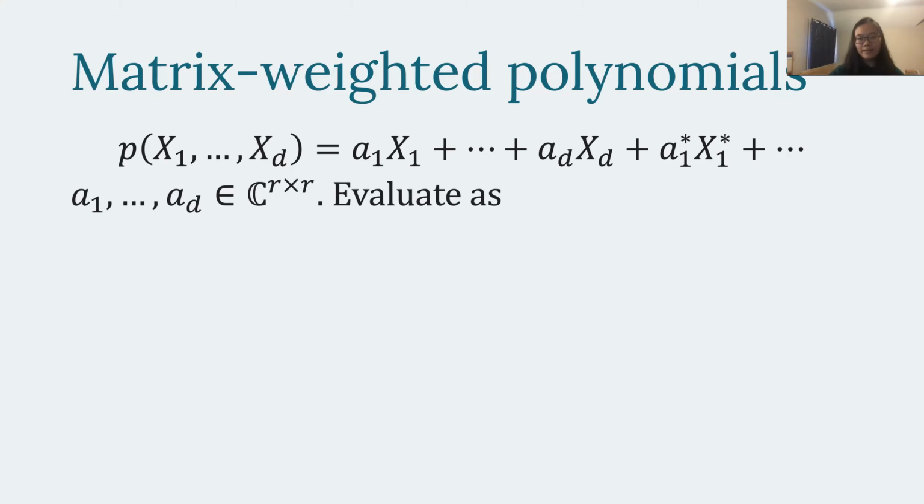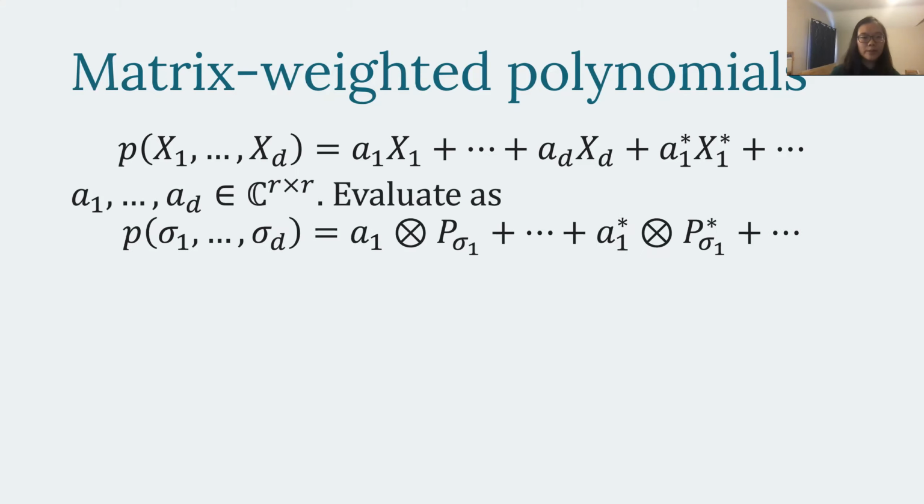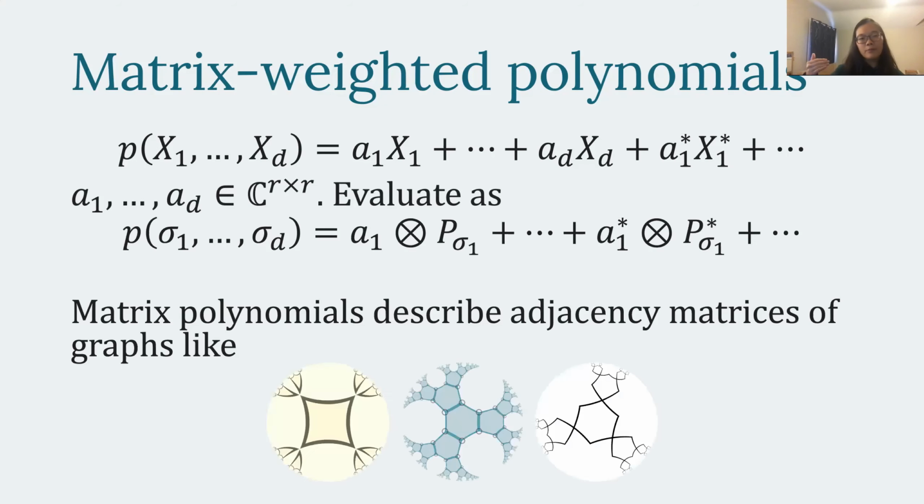Then the way that I would evaluate this polynomial on permutations is that when I plug the permutations into the polynomial, I would tensor product the permutation matrix with the coefficients. And this is an operation that is independent of the dimension of either the coefficients or the polynomial or the permutations. And after I do that, I would interpret this matrix as the adjacency matrix of a graph. And it turns out that that's going to let you describe a super wide variety of graphs, including all of these here.